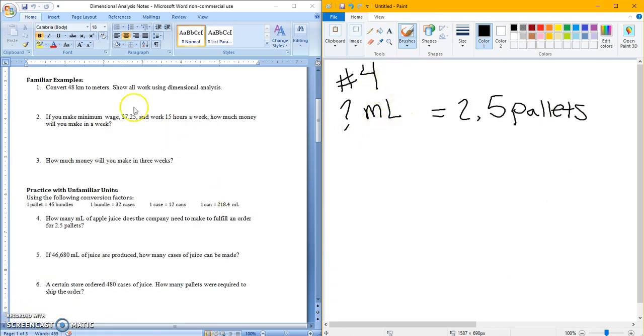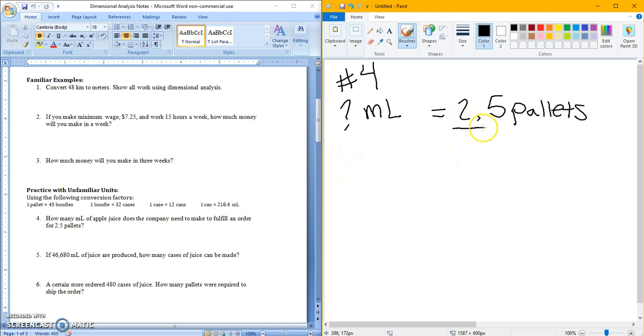Okay, so we're going to jump down to number 4 on your notes because they have new units. So we're going to practice with this one. And the question is asking, how many milliliters of apple juice does the company need in order to fill 2.5 pallets? So the first question is, what number do I start with?